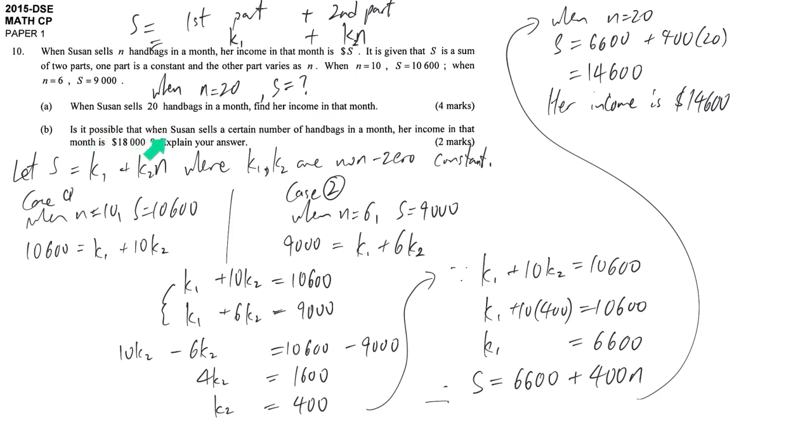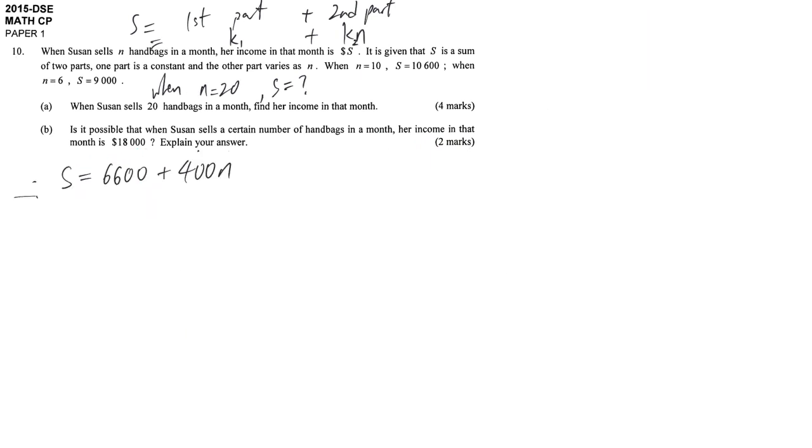And then in part B, they ask is it possible that there are a certain number of handbags. That means n remains unknown. But the condition is the outcome, that means s is equal to 18,000. So in part B, we are talking about when s is equal to 18,000. Then we just replace s by 18,000, and then we are going to search for n to fulfill this requirement. And finally, we have a look at whether n makes sense.